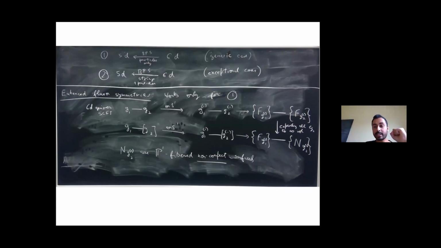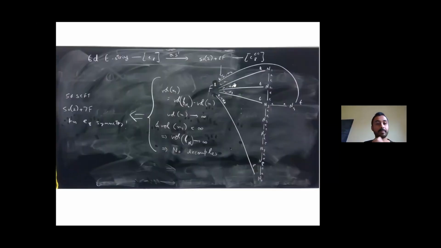So let's do a simple example. Consider that you have a 6-dimensional E-string theory. This is known to have E8 flavor symmetry in 6 dimensions. Now, once you put it on a circle, I told you earlier that E-string can be written as a 5-dimensional SU2 gauge theory with 8 flavors, and the E8 flavor symmetry is going to become an affine E8 symmetry in the geometry.